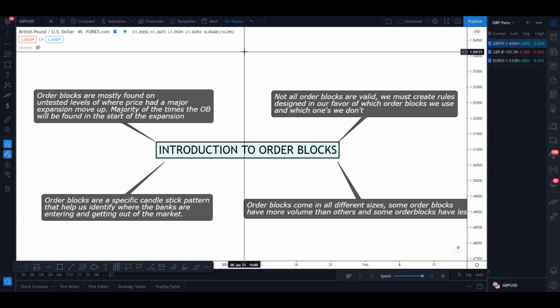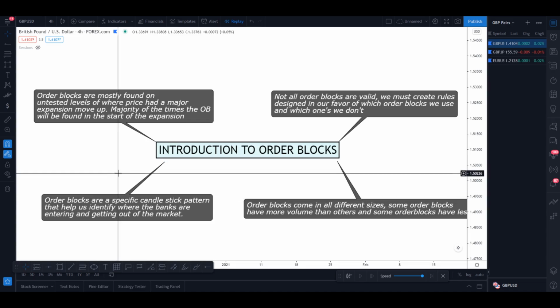An order block is basically a specific candlestick pattern that helps you identify where the banks are entering and getting out of the market. We know that with support and resistance, it's almost impossible to find out where the banks are entering. But with order blocks, this helps us identify and understand where the banks are entering, where the banks are not entering, where the banks are getting out. And the way we can identify this is by looking for the institutional candlestick pattern, which I will show you guys in a moment.